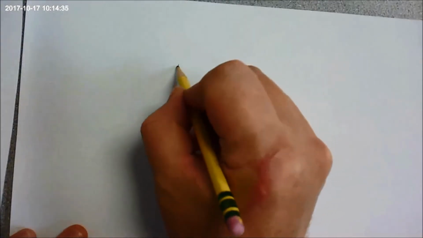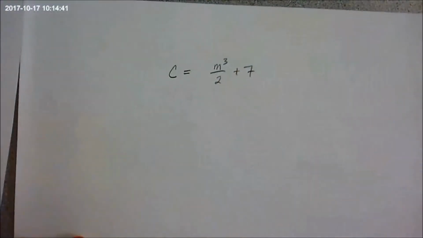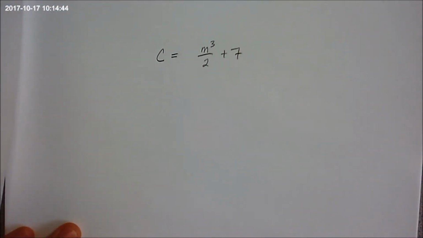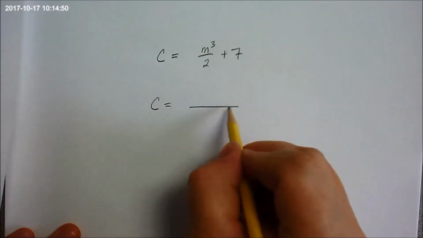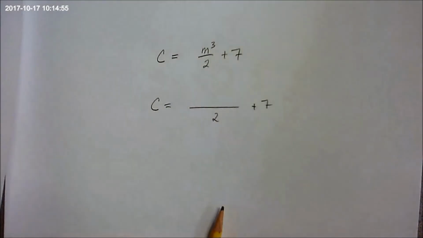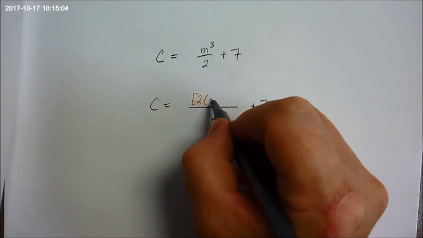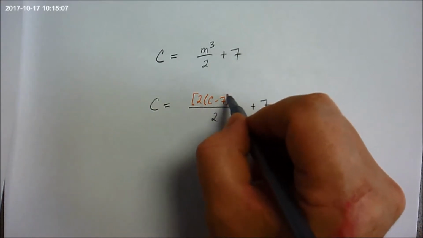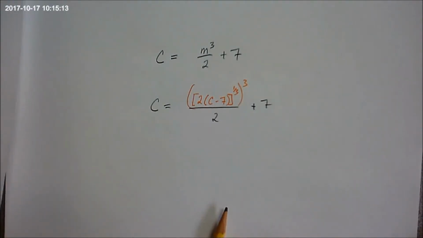So our original equation was c equals m cubed divided by 2 plus 7. Is that right? Okay. And I'm going to plug in our answer right here. So I'm going to write c equals, okay, and let's do it in orange. Our answer was 2c minus 7 to the 1/3 power, and that whole thing is cubed. That's ugly, isn't it?